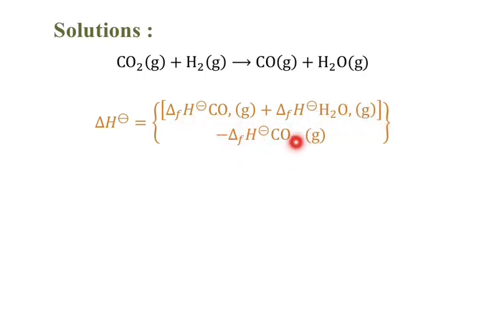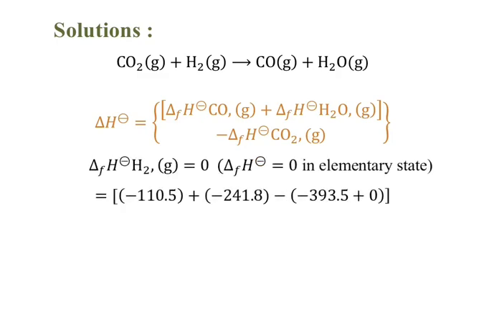So we substitute all this from the question. The formation of CO on the product side is minus 110.5, and the formation of H2O on the product side is minus 241.8, minus the formation of CO2 on the reactant side, minus 393.5, plus 0 for hydrogen. After simplification we get plus 41.2 kilojoules. This is the answer. So the correct option is option 4.